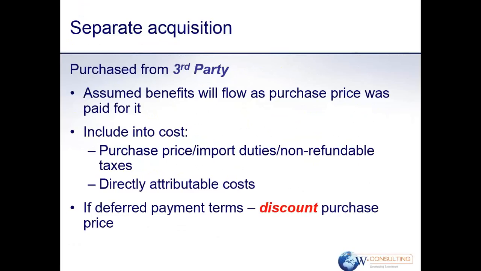And if that's the case, then it's no different to going out and buying an item of property, plant, and equipment. Basically, cost includes whatever you've paid for the asset, together with any duties, non-refundable taxes, and any other directly attributable costs necessary to get the asset to its location and condition so that it can be used as management intends. So what that means is if an entity goes out and acquires a license from another entity, it could be a software license, it could be a patent agreement, a right to use a particular process or something along those lines.